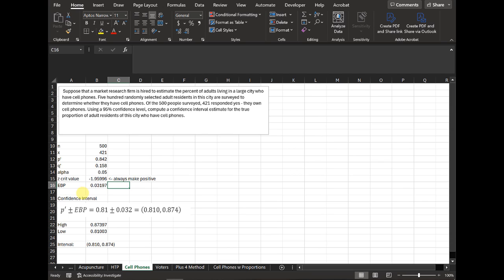And so ultimately, with my 95% confidence interval, I'm 95% confident that the proportion of adults in this city who have cell phones lies somewhere between 0.81 and 0.87. So it'd be between 81% and 87.4% for this particular city.